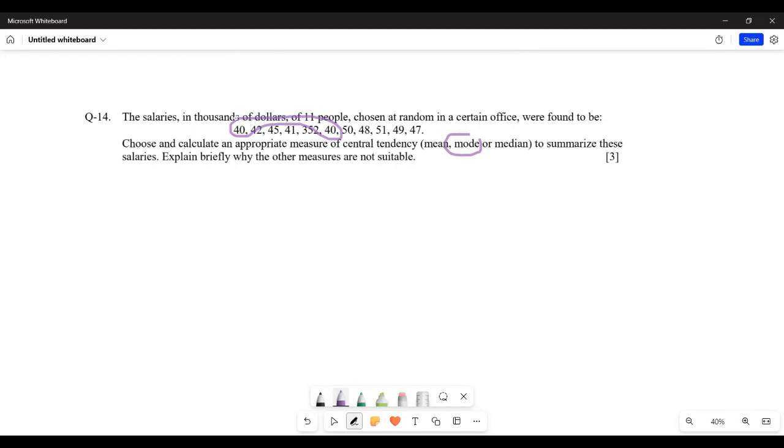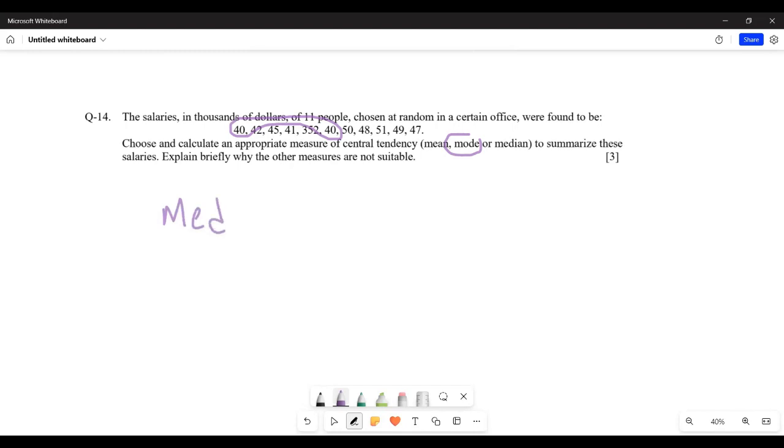The biggest value of this data is 352. If that was also occurring twice, then also we would have said that it's not a good idea to use mode as the best way of representing the average of the data, because it should be some value in the center, not extreme values. Since here 40 is an extreme value, mode is also not an ideal candidate. And lastly, we're left with median. Since it's not a good idea to use mean or mode, you're left with median.